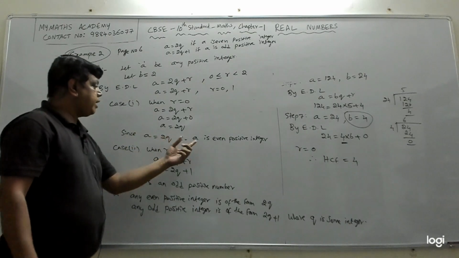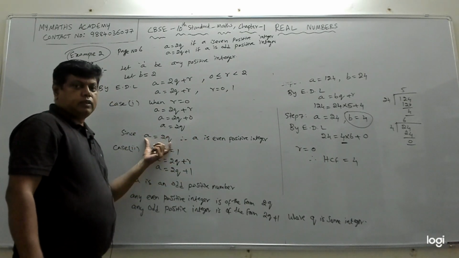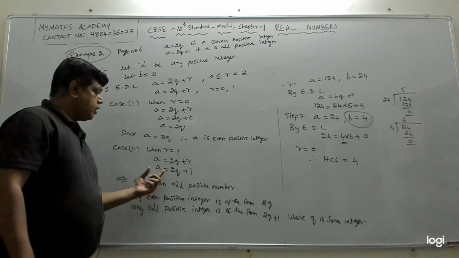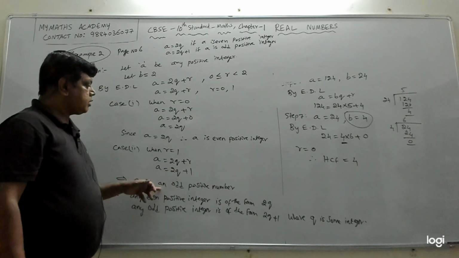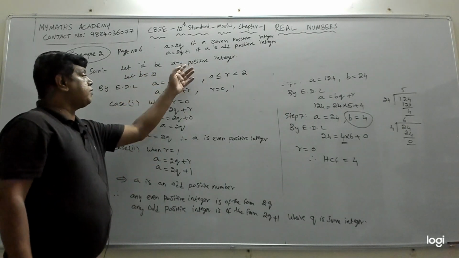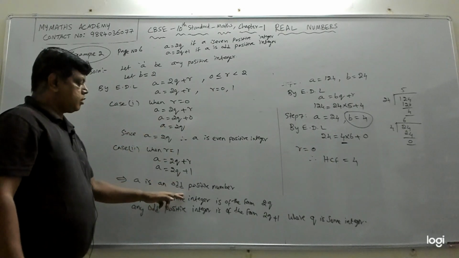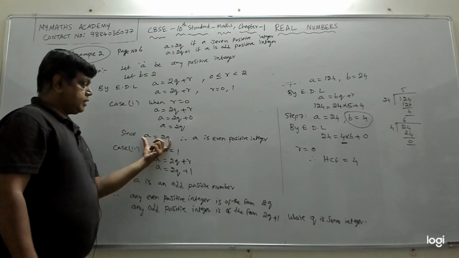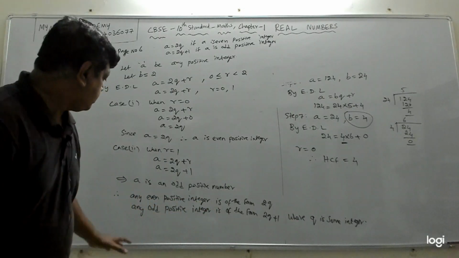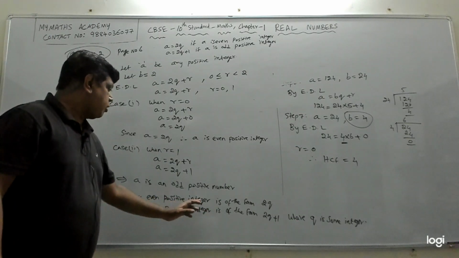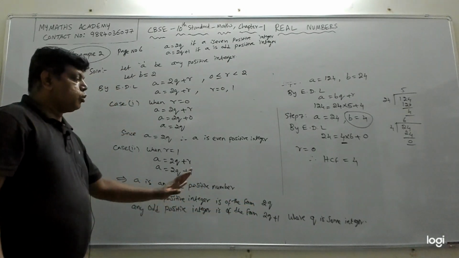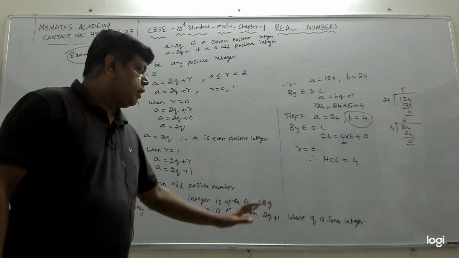So when A is an even integer, it is in this form, and whenever A is an odd positive number, it is in this form. A is equal to 2Q plus 1 means it has to be odd, because even means it should be in the other form. A is any positive integer, which means A can be either even or odd. In this case it is even, in this case it should be odd. Therefore we can write that any even positive integer is of the form 2Q and any odd positive integer is of the form 2Q plus 1, where Q is some integer.